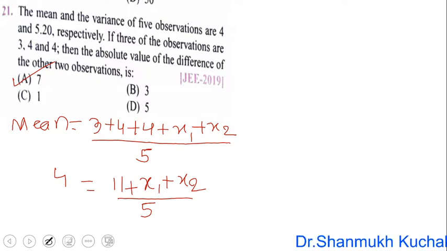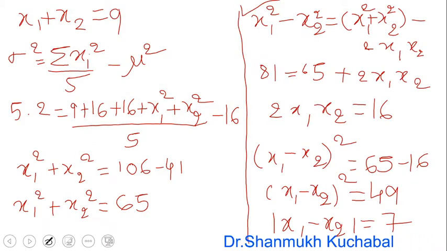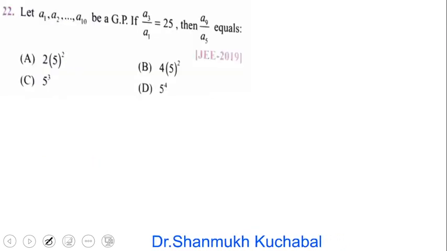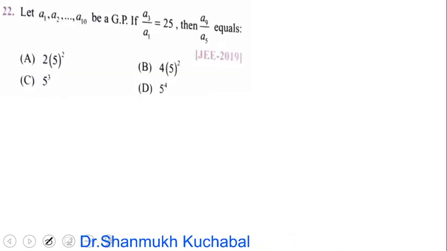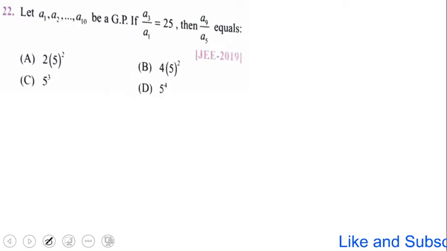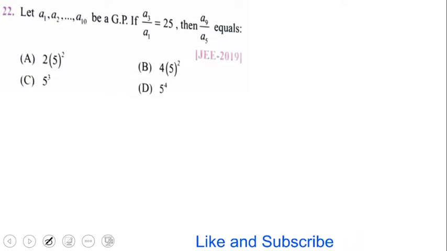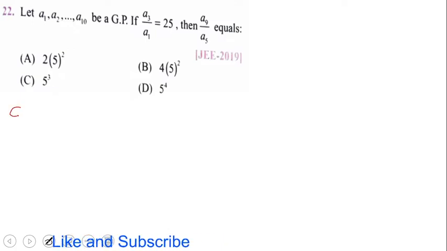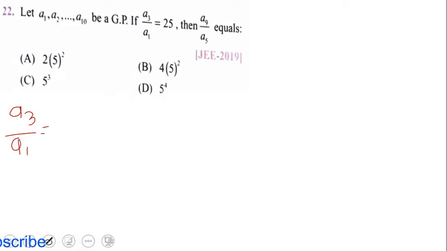So this is our first page solution, this is our second page solution. Okay, we'll move to our next example, example number 22. It is given that a1, a2, like that up to a10, so we have 10 observations, be a GP, a geometric progression. If a3 divided by a1 is 25, then we have to find a9 divided by a5. So the given information is a3 divided by a1 is 25.